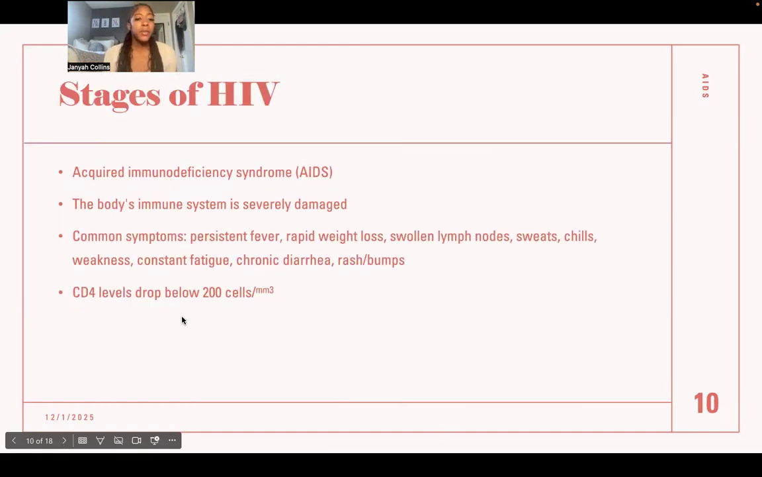AIDS is acquired immunodeficiency syndrome, and at this point, our body's immune system is severely damaged. The normal CD4 count range is 500 through 1500 cells, and the CD4 count of somebody with AIDS drops below 200. We have common symptoms during this stage, which are a persistent fever, rapid weight loss, swollen lymph nodes, sweats, chills, weakness, constant fatigue, chronic diarrhea, and also rash and bumps.